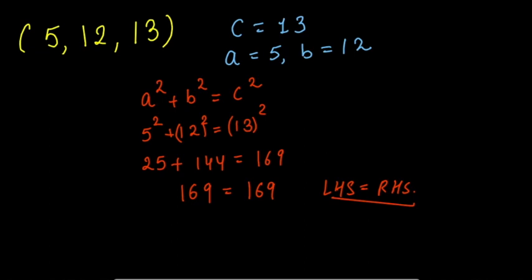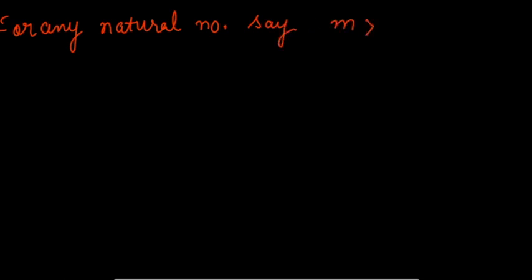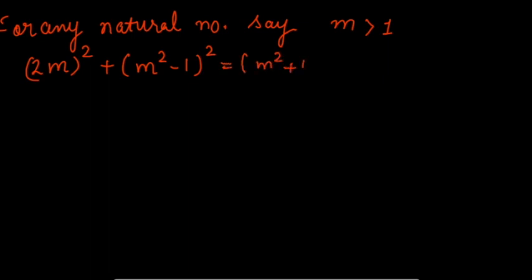So in your syllabus, one member of the Pythagorean triplet will be given and you will be asked to calculate the other two members. So how do we write it? For any natural number, I am taking say m greater than 1. M greater than 1 means it is more than 0 on the right hand side of the number line. If you want 2m square plus m square minus 1 square is equal to m square plus 1 whole square.